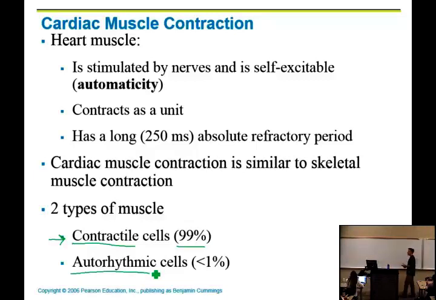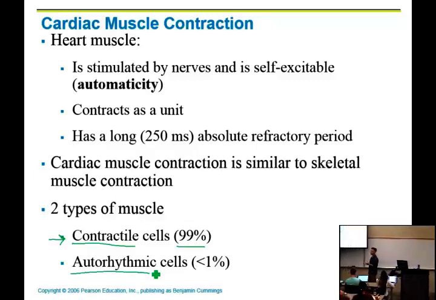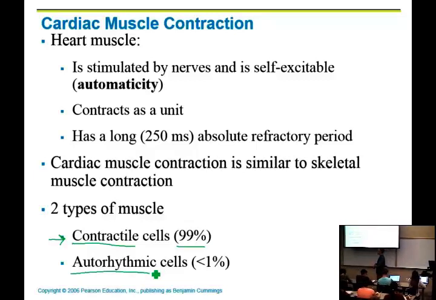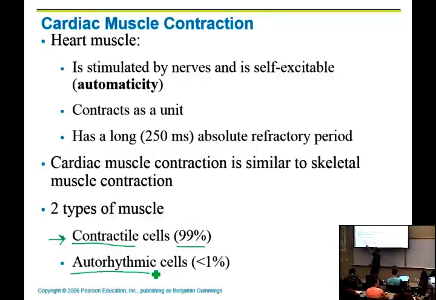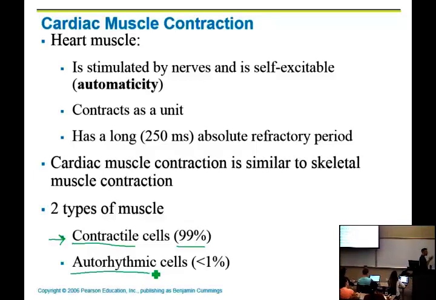So autorhythmic cells are, in fact, cardiac muscle cells. Their shape is a little bit different, as you would imagine. They don't quite look like the striation patterns we see with the contractile cells. But their job, as the name indicates, is to generate on their own, in a regular way, that heart rhythm. So they are the pacesetters, if you will, of the heart.